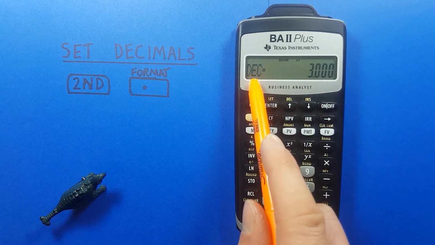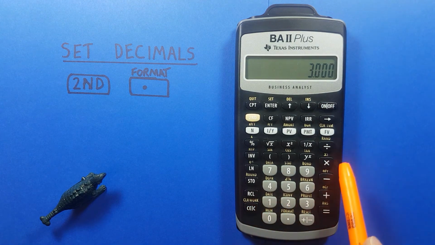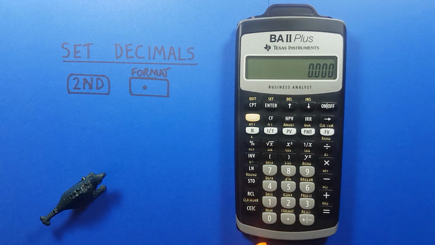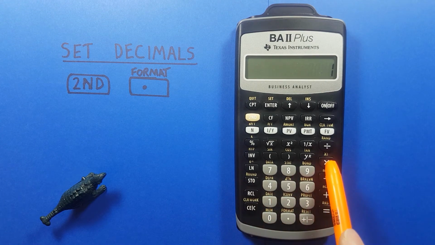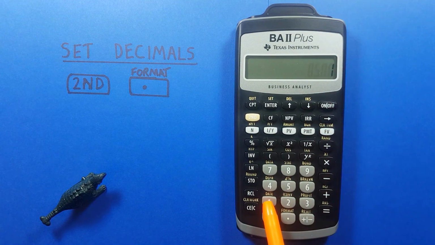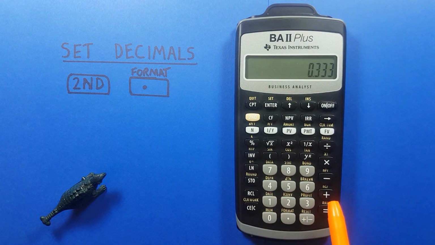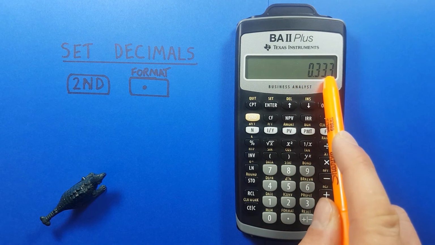So this now has been set to 3 decimal places, and if we exit out of this and clear that and say we now do 1 divided by 2, we now get 3 decimal places there. Also, if we go 1 divided by 3, it still rounds to the 3rd decimal place.